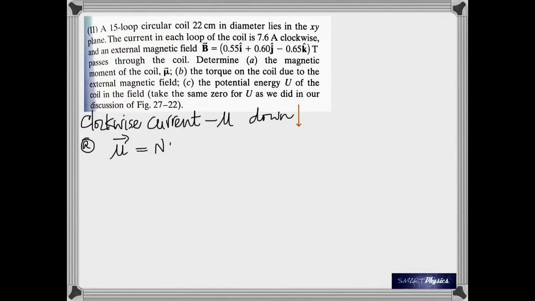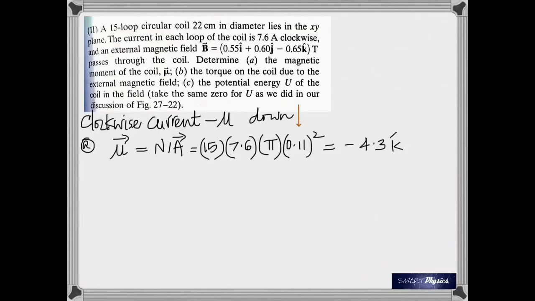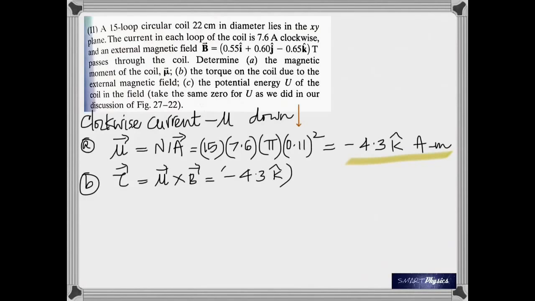Magnetic moment is NIA. Just multiply the 3. But remember that the area is pi r squared. That gives negative 4.3 K. In the B part, you're asked to find the torque. Torque is the cross product of mu and B. We already got mu. Take the cross product of mu and B: negative 4.3 K cross product with the magnetic field.